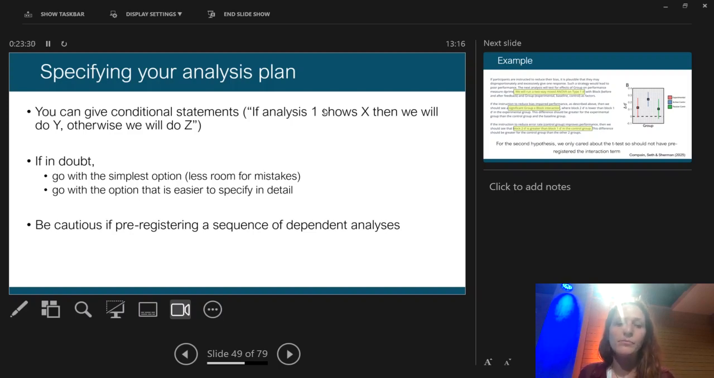That's absolutely fine. It's always better to go for simpler options if you can, just because it's so easy to make mistakes when you have lots and lots and lots of steps. If you can't choose between two approaches, it can also be very useful to go for the one that's easier to specify in detail. So some analyses are just not that flexible, like ANOVA. You have your conditions and you have nothing else to do. And there are some other forms of analysis where you have to specify lots. So it's easier to go for the most simple and clear.